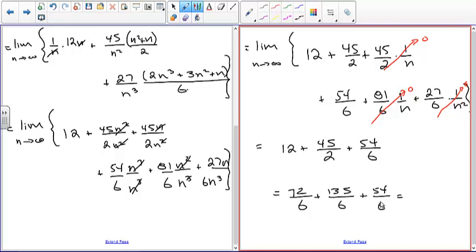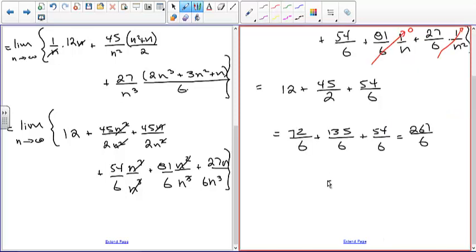And if you add all those together, 72 plus 135 plus 54, you get 261 over 6. And you can divide 261 by 3, it's 87. So you get 87 halves. So that's the answer. So you can turn that paper in. And what is that? That's the area. Get so caught up in the nitty-gritty stuff here. So the area is 87 halves underneath that curve.